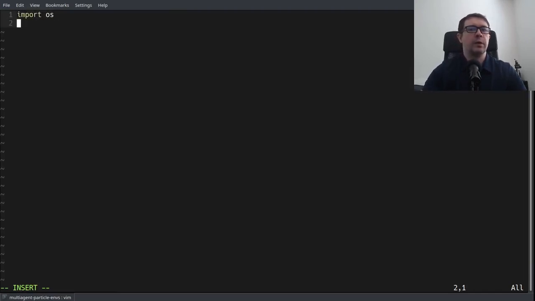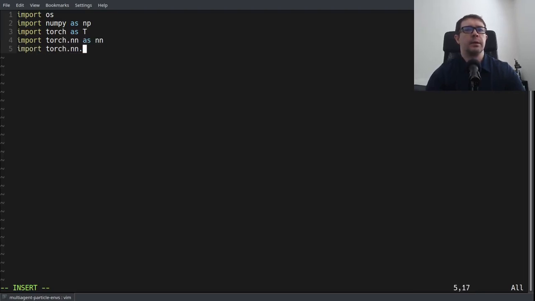We're going to have a whole bunch of imports here. We will need OS for file joining operations when we handle model checkpointing. We need NumPy for NumPy type operations. Torch.nn for our layers, and then functional for our activation functions. And we will need make environment. And so let's go ahead and start with our replay buffer.